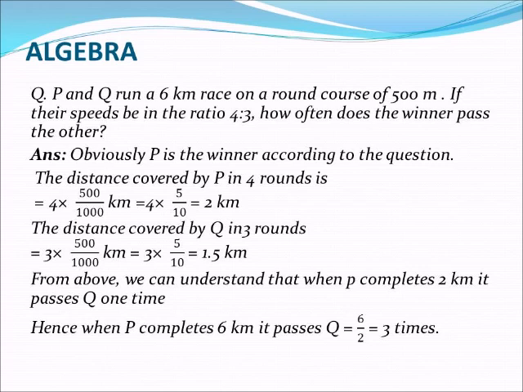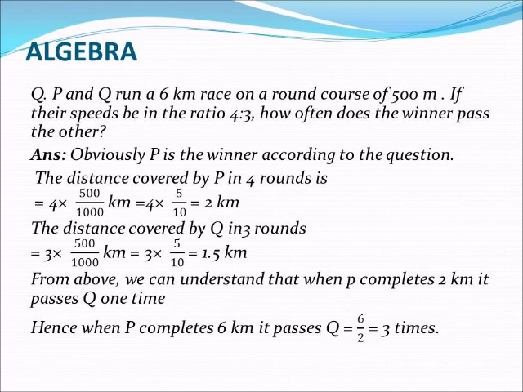So the distance covered by P in 4 rounds is 4 into 500 by 1000 km. Given 500 meter, we change this into kilometer by dividing by 1000. So 4 into 500 by 1000 kilometer. The two zeros we can delete, then it becomes 4 into 5 by 10. That means 4 into 5, 20 by 10, is equal to 2 kilometer. So when P completes 4 rounds, it covers 2 kilometer.